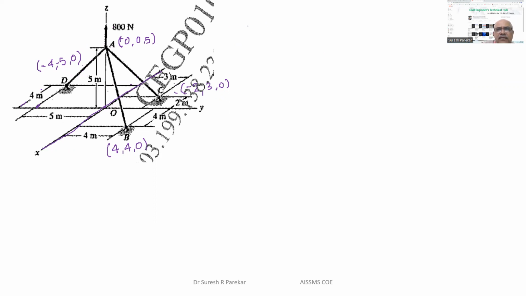Then we have to go in the same fashion, whatever we have done in the last video. We have the tension vectors concurrent at A. And then we have to use 3 equilibrium equations: summation Fx equal to 0, summation Fy equal to 0, summation Fz equal to 0. So now we will go first to T bar.